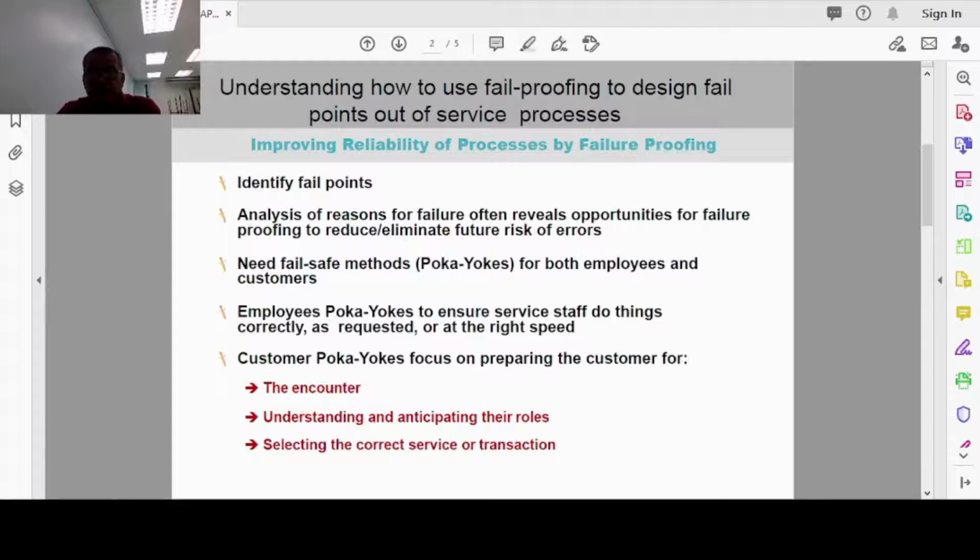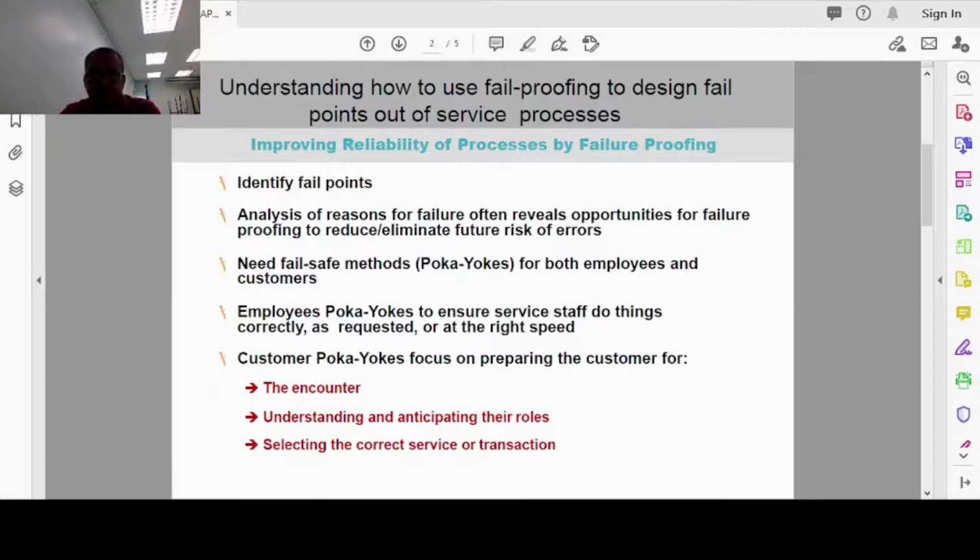Understanding how to use fail proofing to design fail points out of service processes. The first one is to identify fail points. Next, analysis of reasons for failure often reveals opportunities for failure proofing to reduce or eliminate future risk of errors.